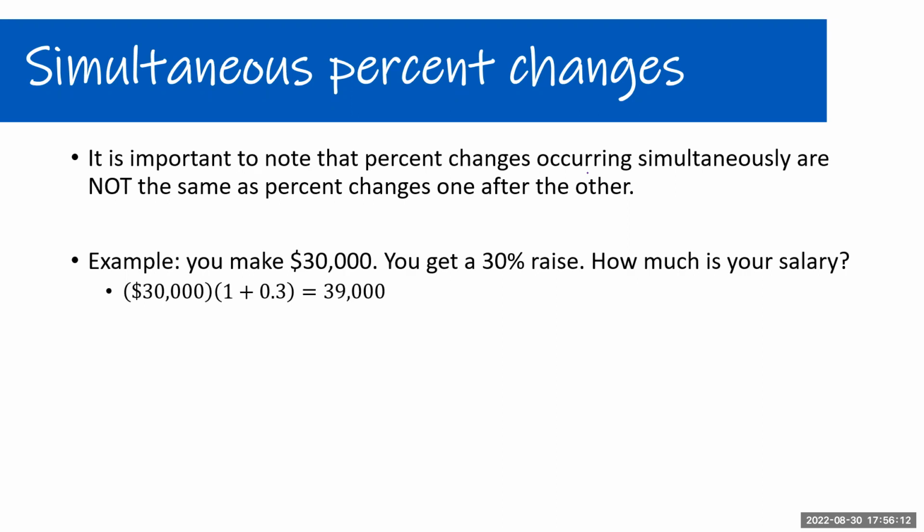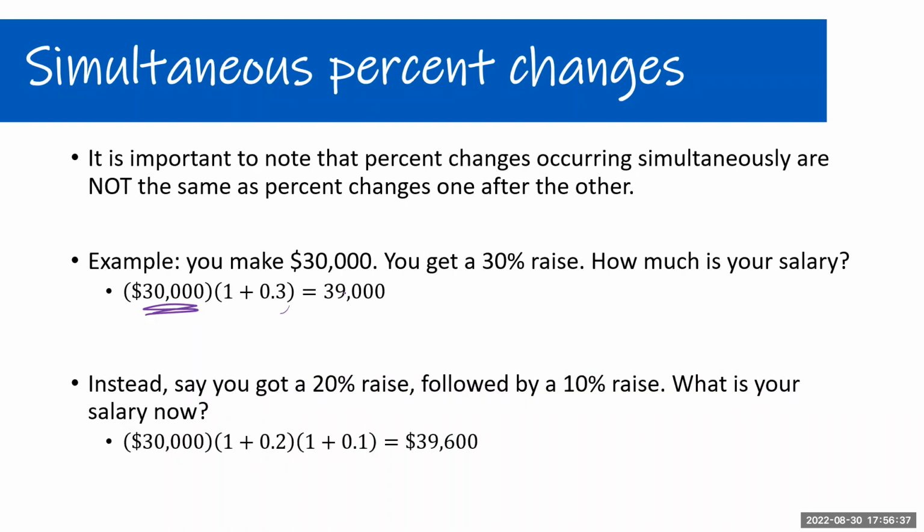So let's say that you make $30,000 a year, and they say, surprise, you get a 30% raise. How much is your salary going to be now? Well, you're taking that initial $30,000 and you're multiplying it times 1 plus, because it's increasing, the decimal version of 30%. We plug this into our calculator, we see $39,000. So your 30% raise gives you $39,000 now.